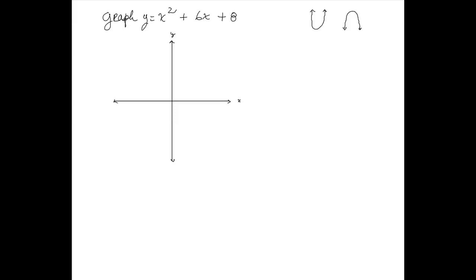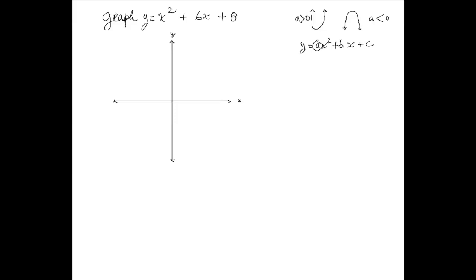And if we have a quadratic function in the following format, y is equal to ax squared plus bx plus c, the value a here determines the shape, whether the parabola goes up or down. So if a is greater than 0, meaning it's positive, then the parabola goes up. If a is less than 0, meaning negative, then the parabola goes down.